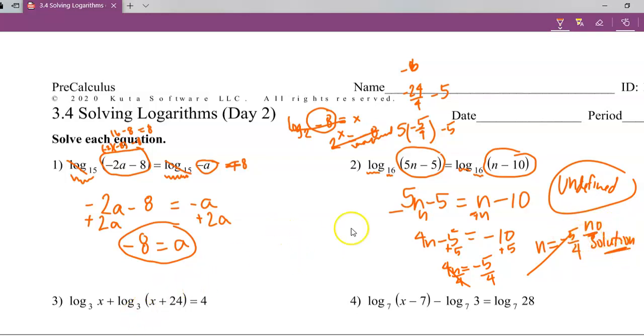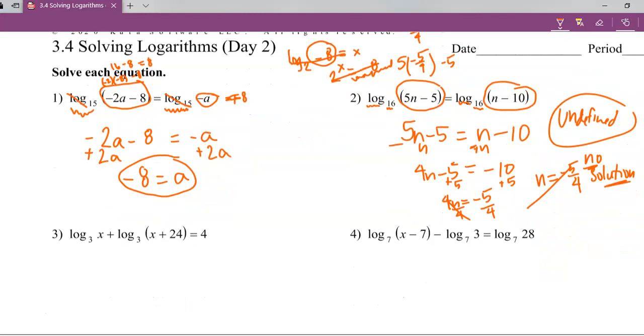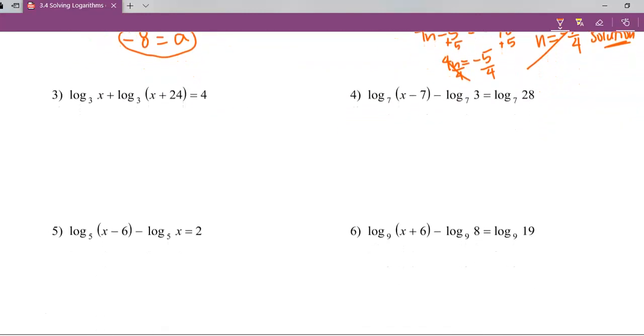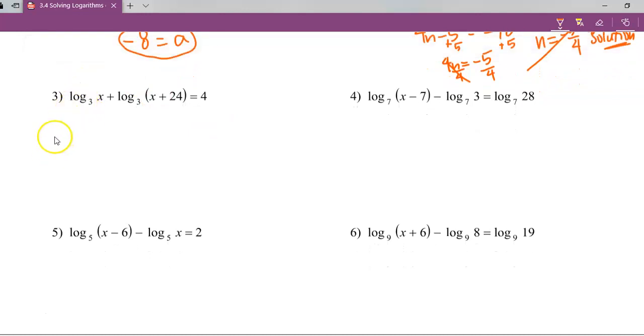So no solution on that one. Okay, again, because I took my solution, I plug it in and it gives me a negative inside the log. It can be any of the logs up there. Okay. All right, so number 3 looks a little bit different.